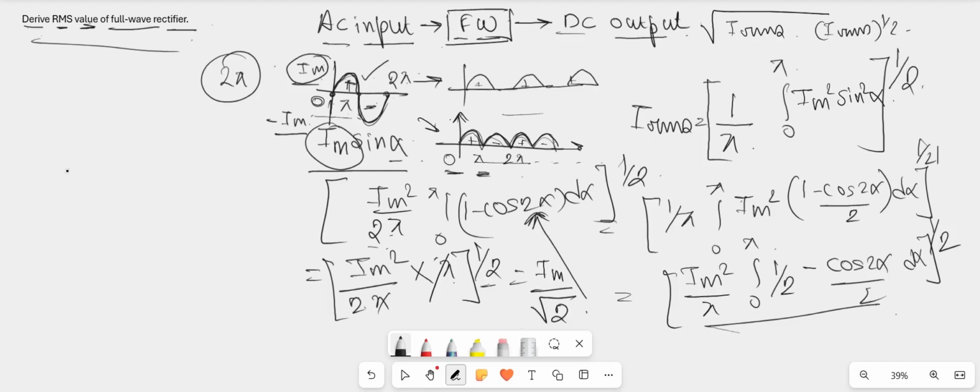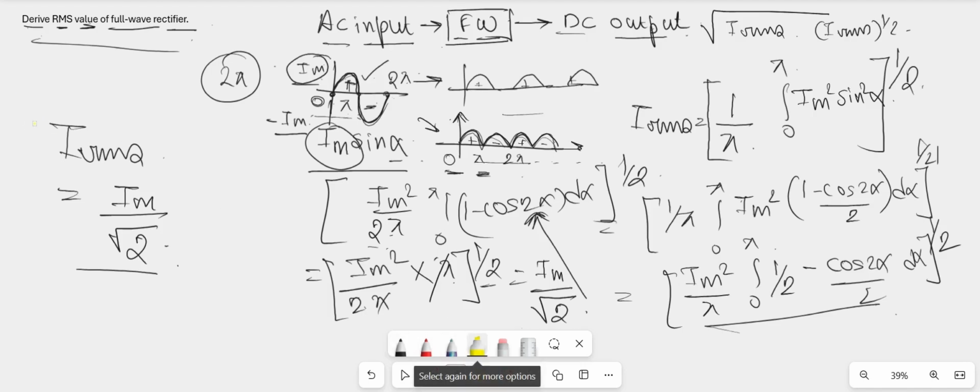So the RMS value of a full wave rectifier is equal to Im divided by root 2. This is the required value for our question: I of RMS is equal to Im divided by root 2. Thank you.